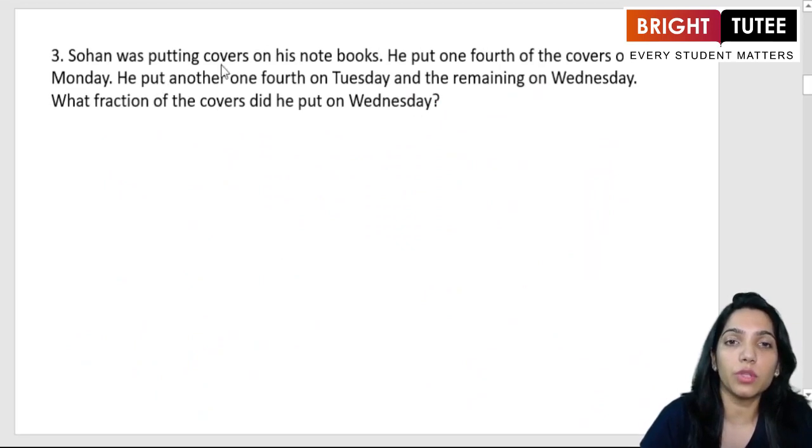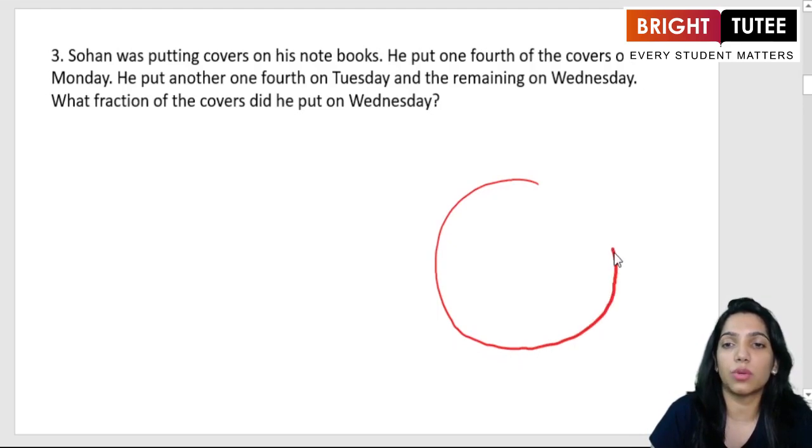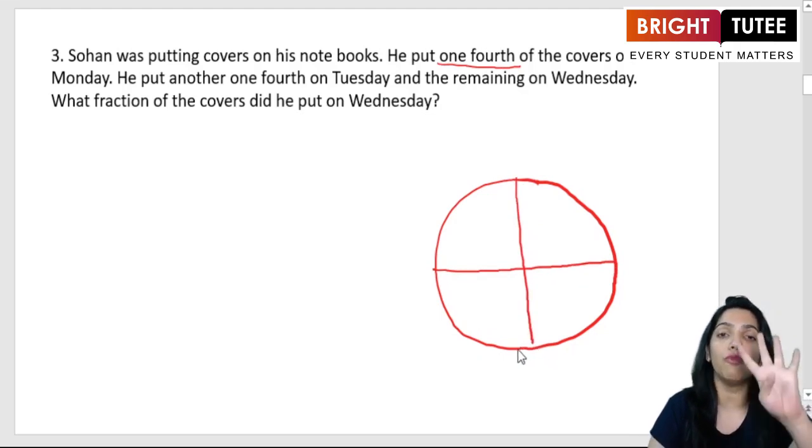It says Sohan was putting cover on his notebooks. He put 1/4 of the cover on Monday. He put another 1/4 on Tuesday and the remaining on Wednesday. What fraction of cover did he put on Wednesday? So I hope the question is clear. Let's represent this question with the help of a diagram. Say this particular circle represents the total number of notebooks that he is going to put cover on. So we are going to first divide this into how many parts? The fraction says 1/4 of the cover. That means 1 out of the 4 parts. So the image will be divided into 4 equal parts.